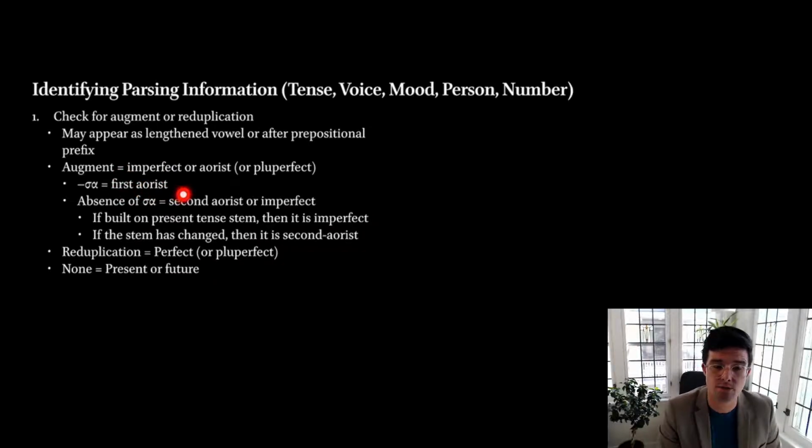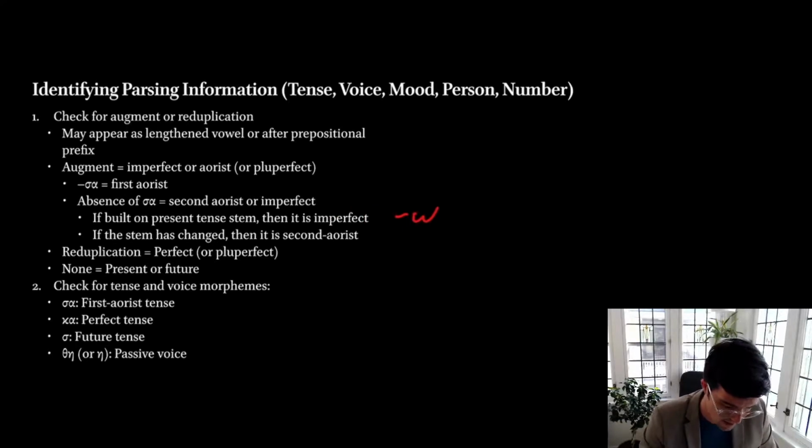If there is no sigma, if there's an augment but no sigma, you're either going to have a second aorist tense verb or an imperfect tense verb. And if the verb you're looking at is built on the present tense, then it's going to be imperfect. If you can take off the augment, take off the ending, and add on an omega to the end as the suffix, then you know that you're going to have an imperfect.